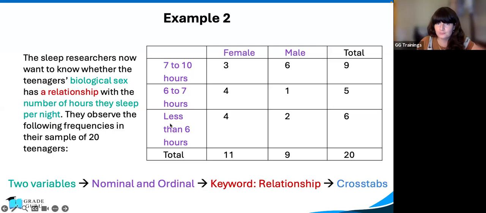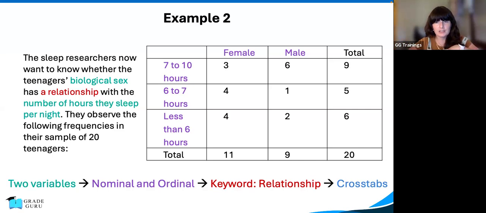So it's categorical. Okay, and biological sex, male, female, also categorical. It's nominal. So 2 variables, both of them nominal, ordinal. Keyword, it's a relationship between them. And again, it's a descriptive statistic. There's no words associated with the test of significance. Okay, so that is a crosstabs. So in a way, Pearson's R is the interval ratio option, and crosstabs is the nominal ordinal option for a relationship between 2 variables.